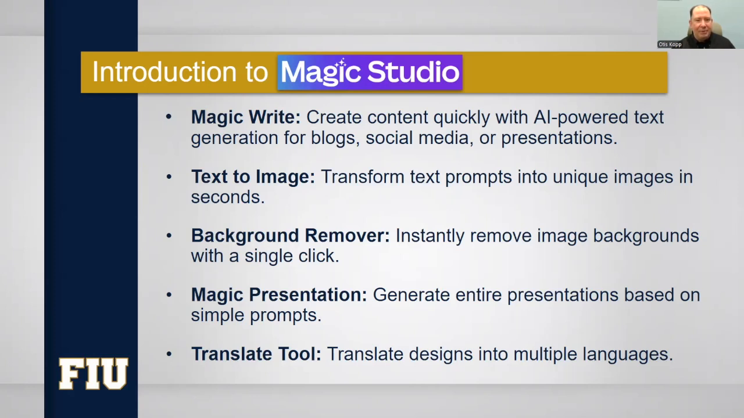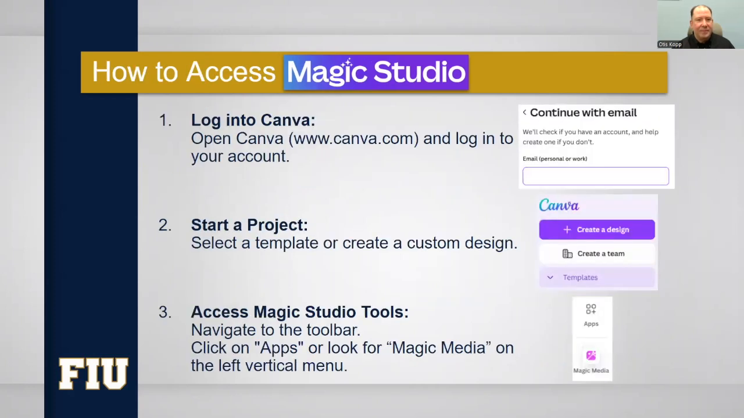So, for example, instead of spending hours brainstorming and designing slides for a presentation, you can input a single topic prompt, and Magic Studio will do all the heavy lifting for you. And then once you're done, you can even translate text from those designs to different languages.